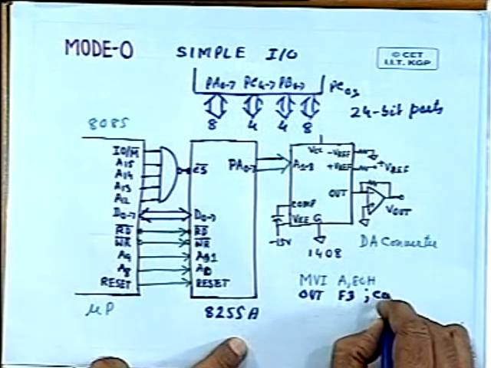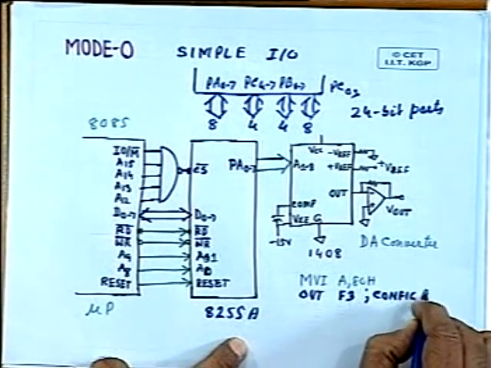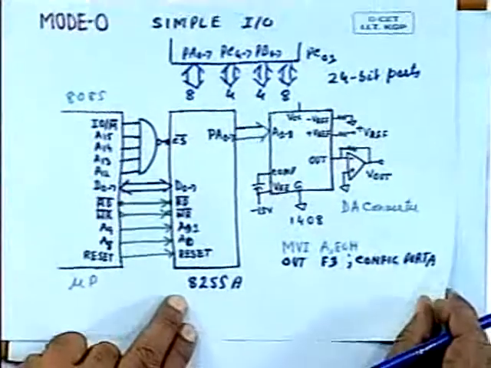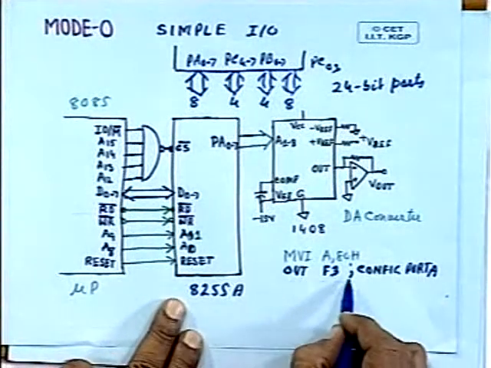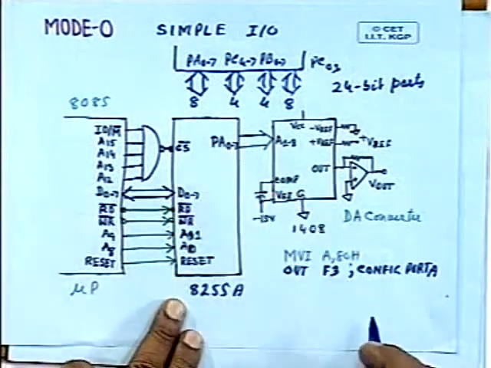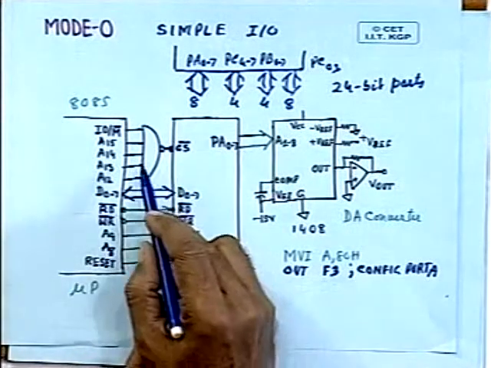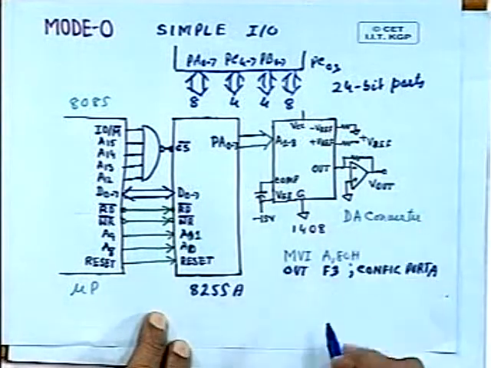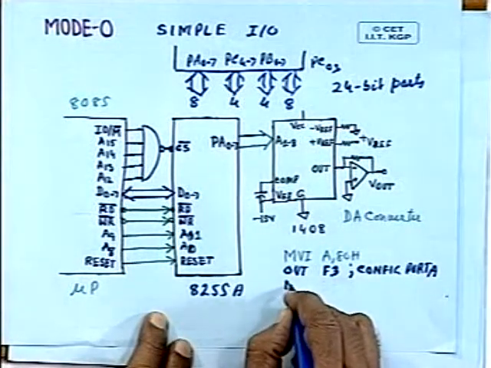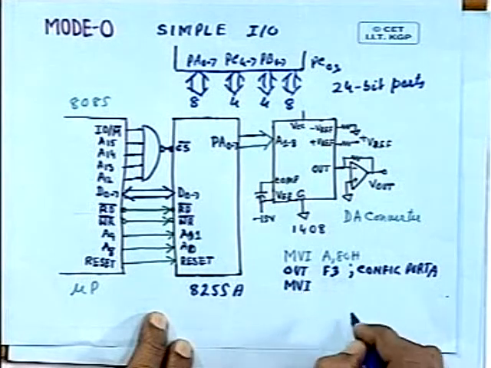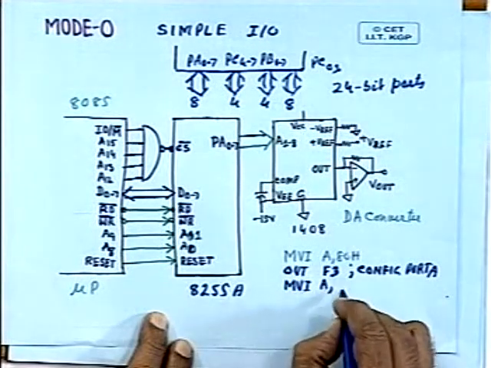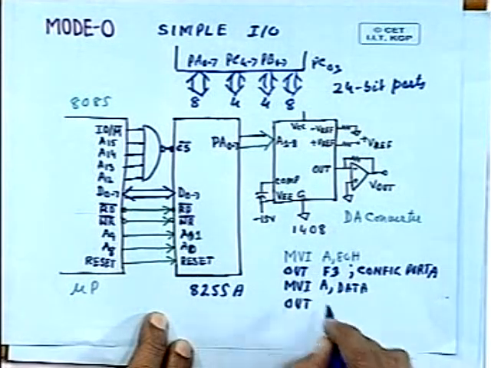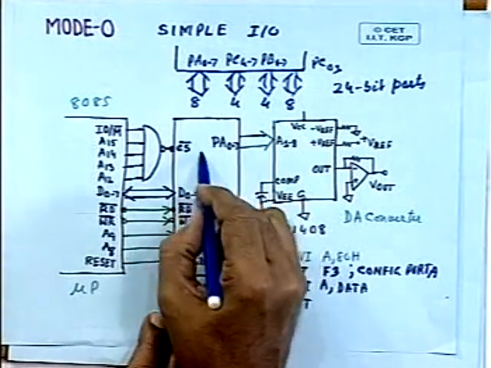So configure port A. By using this, you are configuring port A as an output port in mode 0. That has been done. Now suppose you want to output some data to the DA converter to get some corresponding analog value. To do that, again you have to execute a move immediate instruction, and that data has to be loaded into the accumulator first.